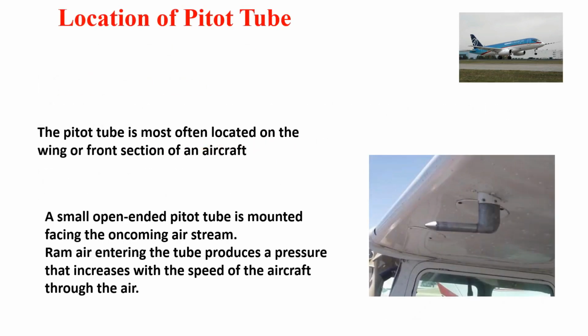Location of pitot tube. The pitot pressure is obtained from the pitot tube. The pitot tube is most often located on the wing or front section of an aircraft. A small open-ended pitot tube is mounted facing the oncoming air stream. Ram air entering the tube produces a pressure that increases with the speed of the aircraft through the air.